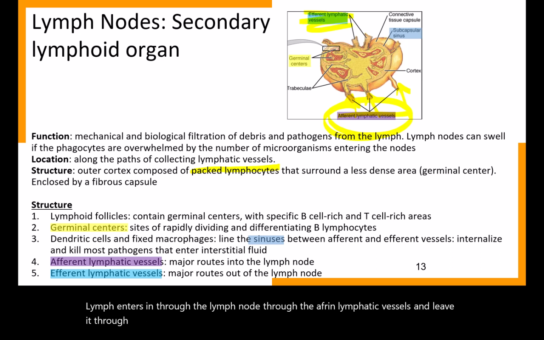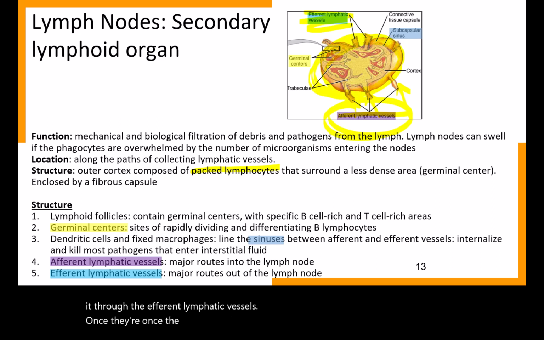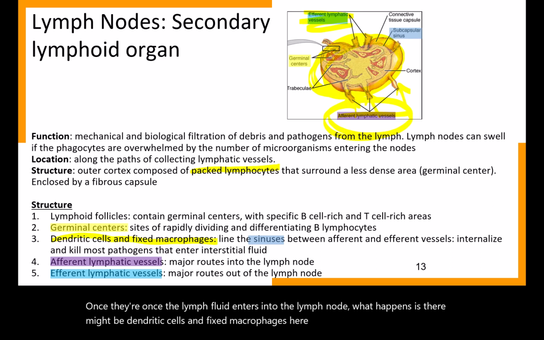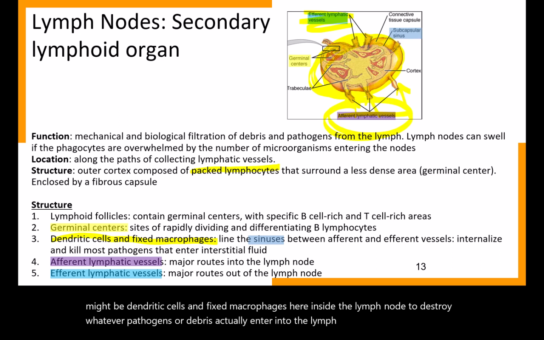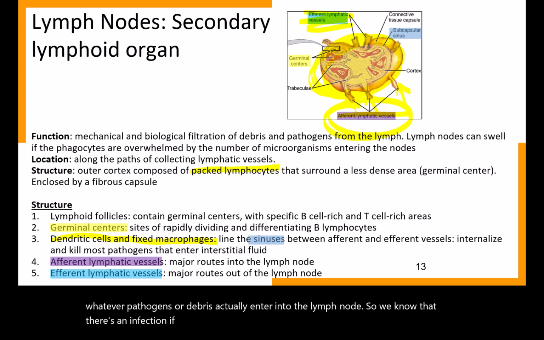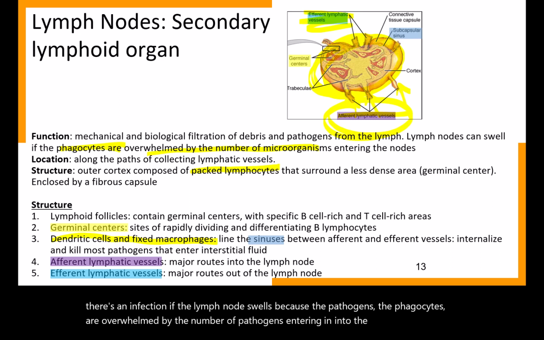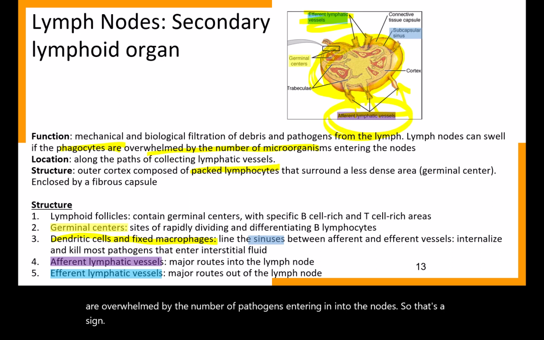the efferent lymphatic vessels. Once the lymph fluid enters the lymph node, there are dendritic cells and fixed macrophages inside the lymph node to destroy whatever pathogens or debris enter. So we know there's an infection if the lymph node swells, because the phagocytes are overwhelmed by the number of pathogens entering the node. So that's an easy sign of infection.